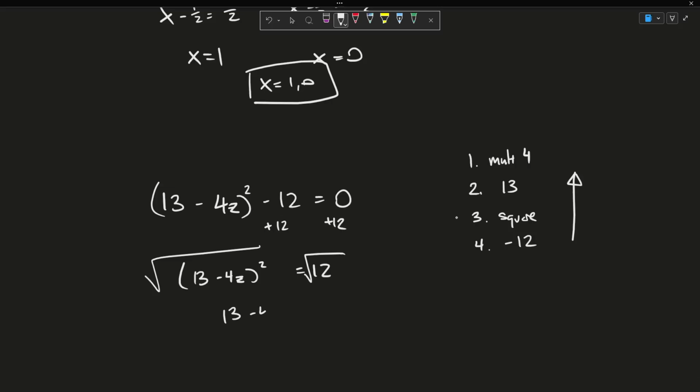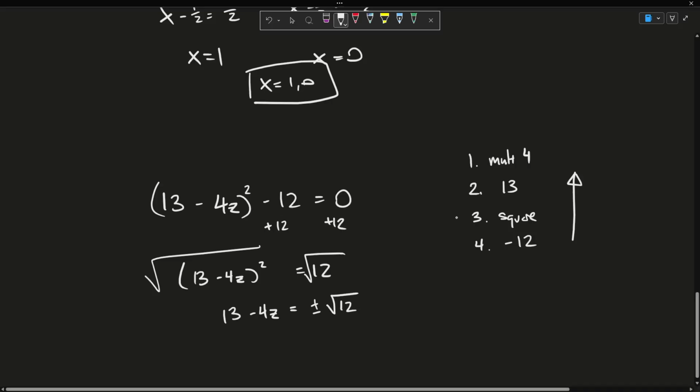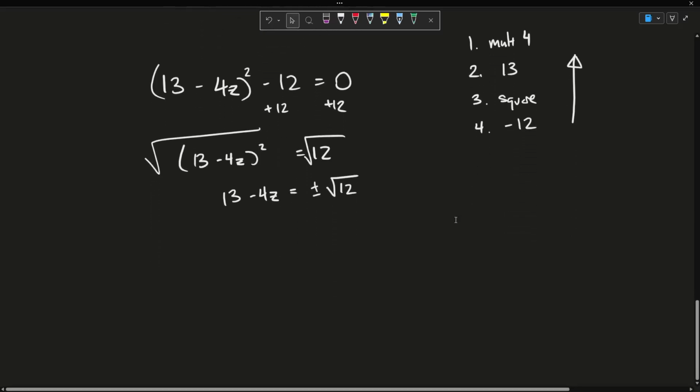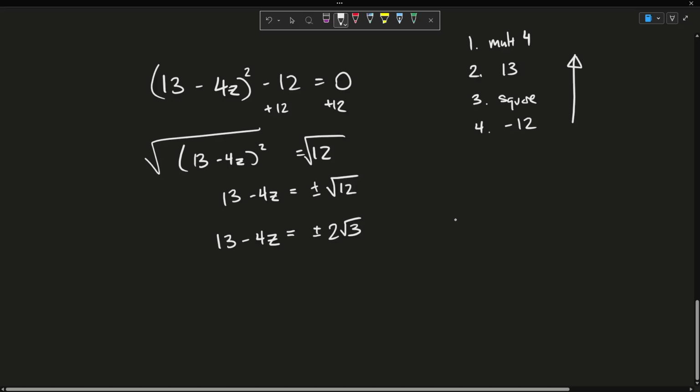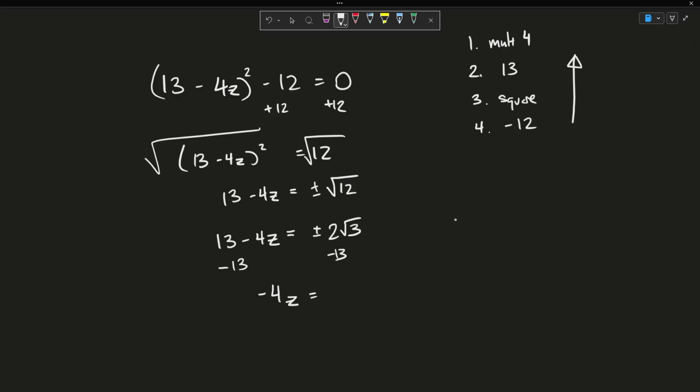So 13 minus 4z, the square root of 12 is not clean. Square root of 12. We can simplify this: root 12 simplifies into plus or minus 2 root 3. We always want to simplify if we can. Next up, the 13's in the way, so minus 13, negative 4z equals plus or minus 2 root 3 minus 13.